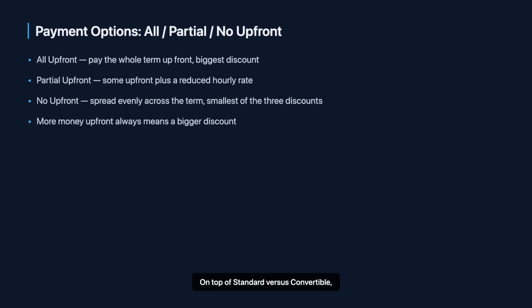On top of standard versus convertible, you also pick a payment option. All upfront means you pay the entire 1 or 3 year term on day 1, and you get the biggest discount in return. Partial upfront means some money upfront plus a reduced hourly rate spread across the term. No upfront means you pay nothing today and spread the cost evenly month by month, which gives you the smallest of the 3 discounts. The pattern is simple. The more cash Amazon Web Services gets upfront, the more they're willing to discount.